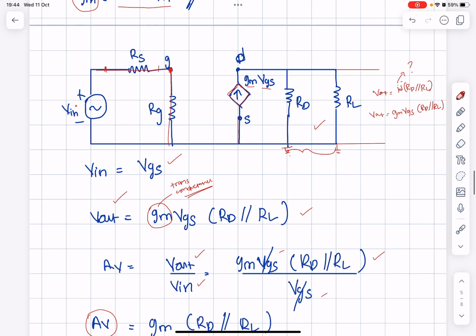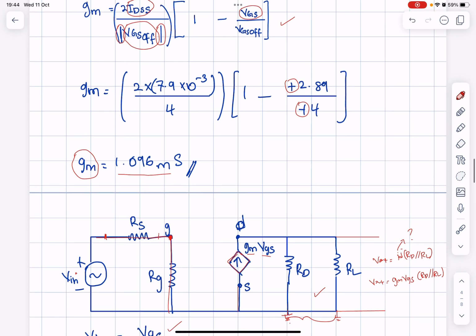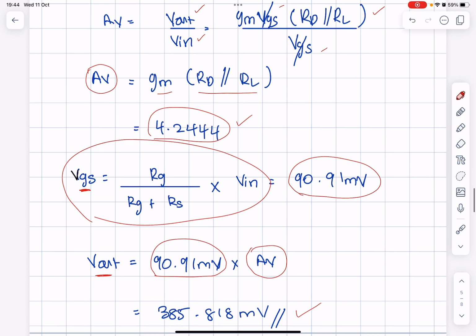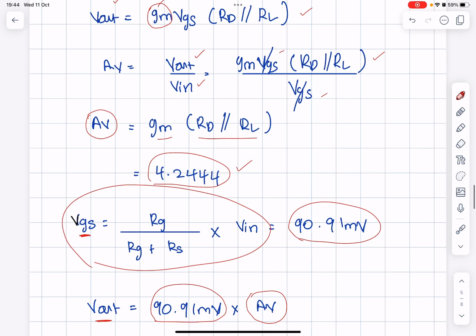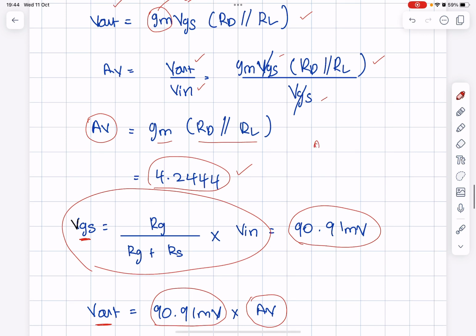So let's say for example here you are asked to calculate what is your actual Vout. So in order to calculate Vout, Av equal to Vout divided by Vn. So Vout is equal to Av times Vn. Okay, so this is an example. Let's say you are asked to find what is Vout.